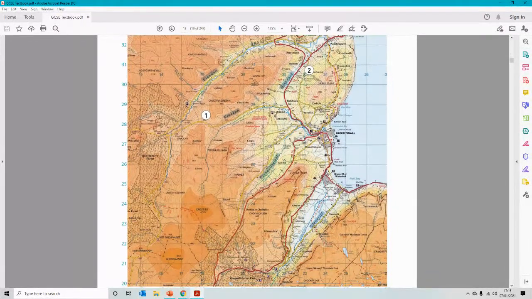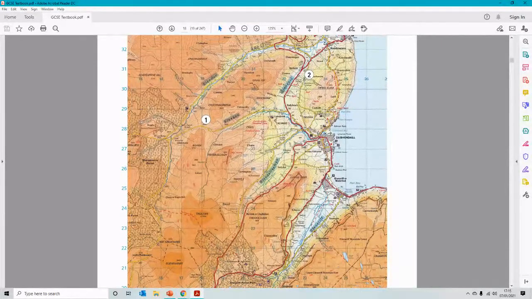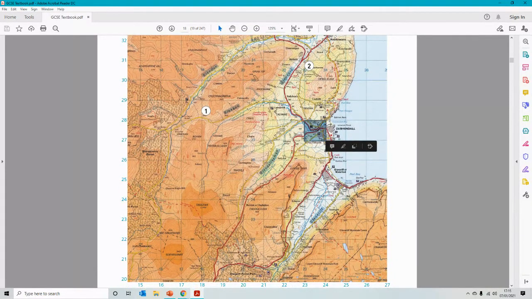Right, so where's the tourist information now? There's the tourist information that I was just mentioning. I'm going to highlight it for you. So it's within that square. And I just told you the 4-figure grid reference for it. So the 4-figure grid reference was 2327. Can you see how I did that?